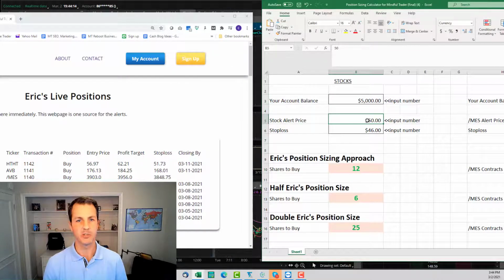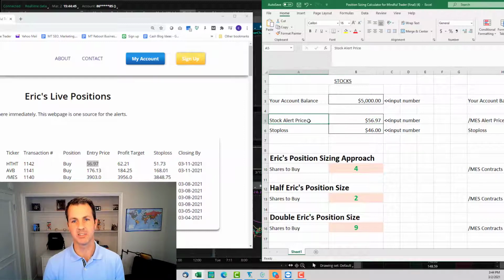Then you enter the stock alert price. That is the price I bought it for. So in the case of HTHT, I indicated on my stock pick, I bought it for $56.97. So we're going to punch that in. You may buy it for a totally different price, which is fine. If you choose to buy HTHT for any reason, you might get a totally different price. Don't put your price in here if you want to know what my position approach would be. If you want to know my position sizing approach, you would put the price I bought it for. And I put stock alert price, hopefully that helps you remember I'm talking about the price that I alerted that I bought it for when I posted the stock pick.